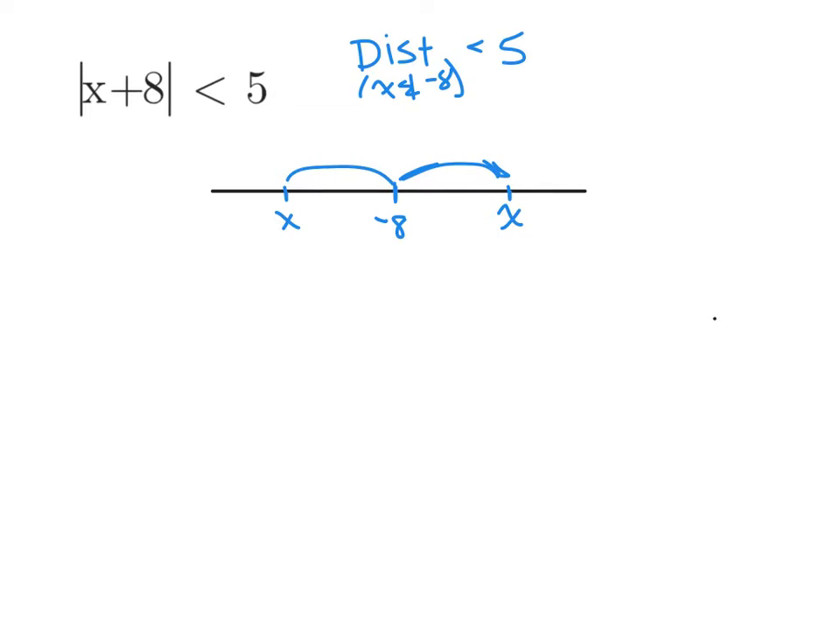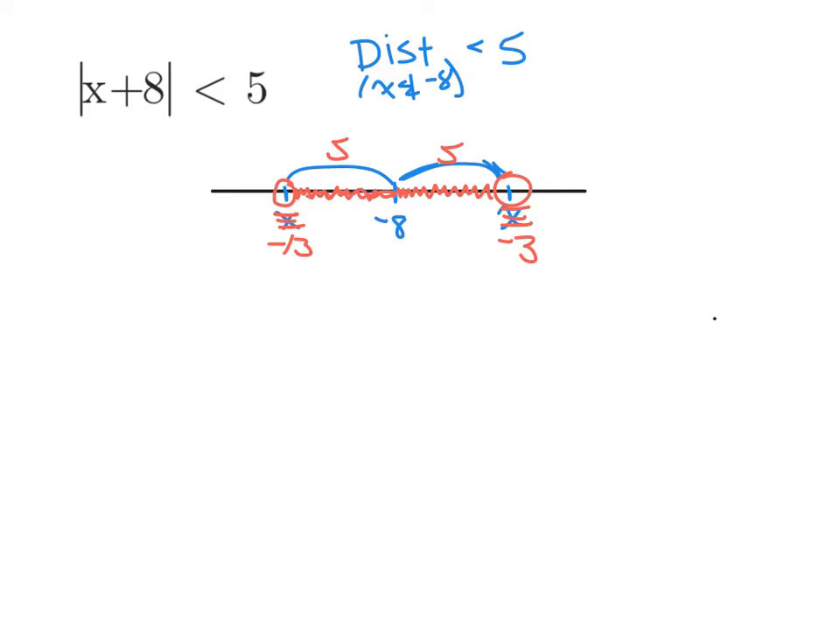Well, where are those two numbers? That distance has to be less than 5 units away. So if I were to start at -8 and add 5 units, this x would be at -3. And we want the distance to be less than 5. So all of these distances that are closer to that -8. Okay. On the other side, if I were to go out 5 units, -8 minus 5 brings us to -13. That's 5 units away. We want that distance to be less than 5 units away. So all of these numbers that are closer to that -8.